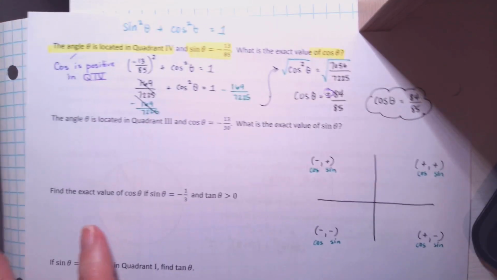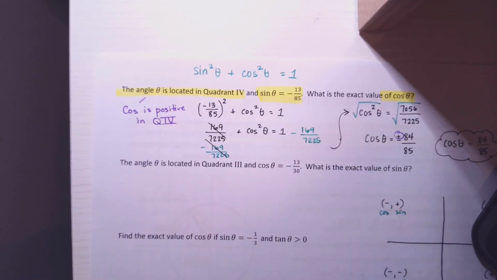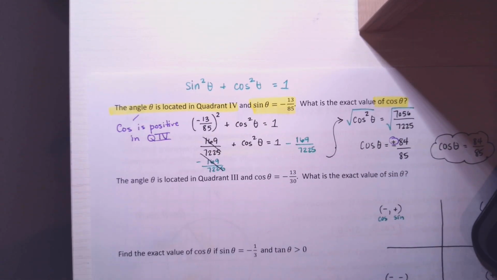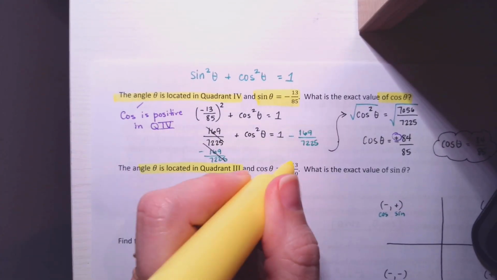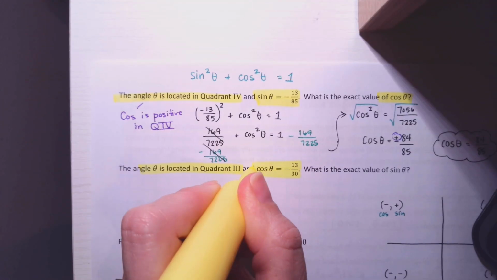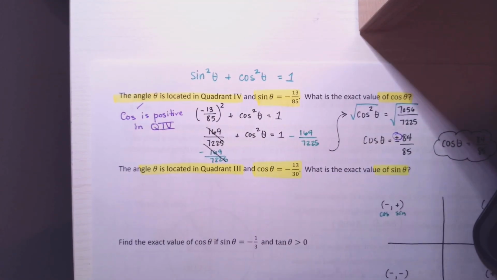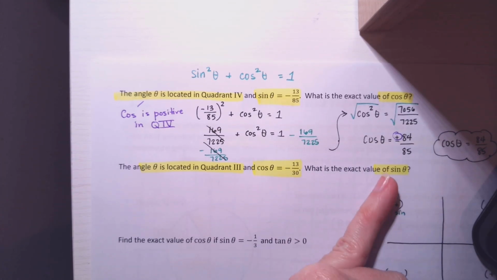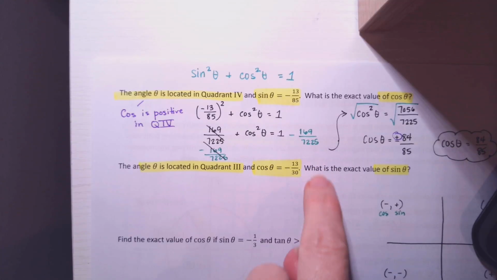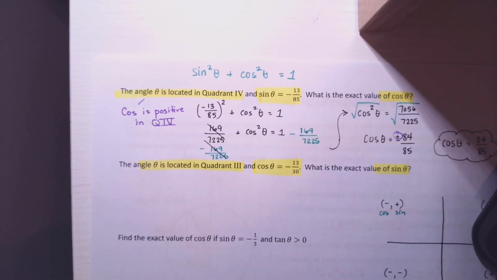Okay, next question. It says the angle theta is located in quadrant 3, and the cosine is negative 13 over 30. What is the exact value of sine? All right, so we can start one of two ways. We can start by looking up whether sine should be positive or negative, or we can start by immediately trying to solve for sine using our Pythagorean identity. I think that's what I'm going to do.